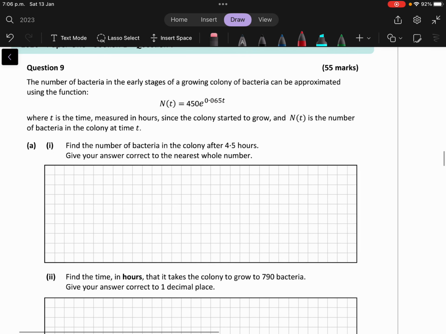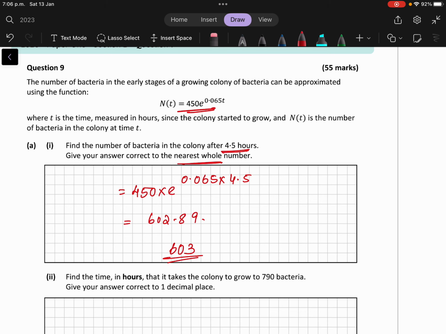Now moving on to this one. Find the number of bacteria in the colony after 4.5 hours. This is the formula, so to find the value you just need to put e to the power of 0.065 times 4.5, and then you will get the value of 602.89. Give your answer to the nearest whole number, so that will be 603 is the answer.